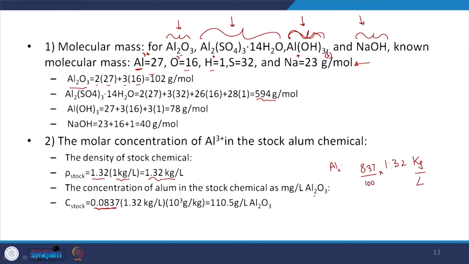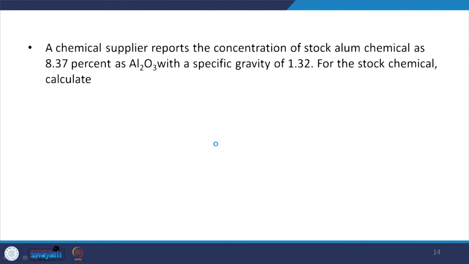is the Al2O3 by mass, and then 10 power 3 grams per kg. So, what do I have? I now have the mass of Al2O3. I have 110 grams of Al2O3 per liter of my particular chemical. That is what I have. From this we will be able to calculate the molar concentration of Al3+.